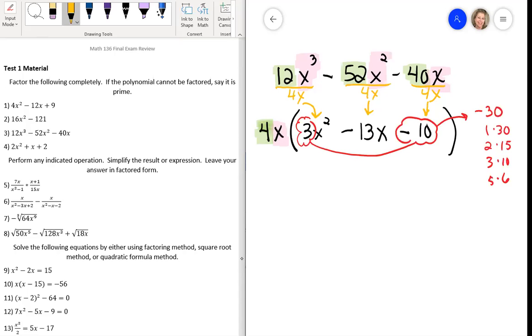I need the pair, and keep in mind it's a negative 30, so one of these numbers has to be positive and the other has to be negative, and they have to add up to negative 13. That's going to be a positive 2 and a negative 15. I use this pair and literally just rewrite this. You still have your first term, 3x squared, and your last term, minus 10. But you take the negative 13x out and replace it with a plus 2x minus 15x. This trick just puts back outsides and insides, and then you just factor by grouping.